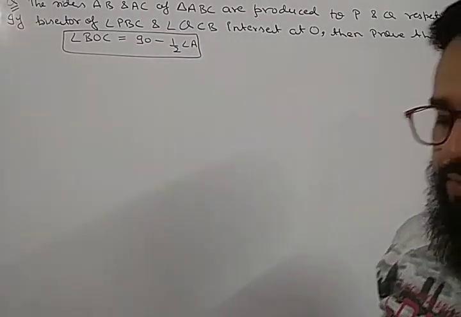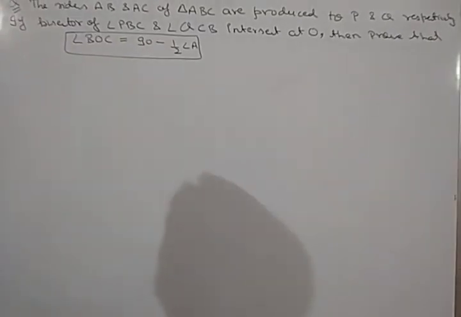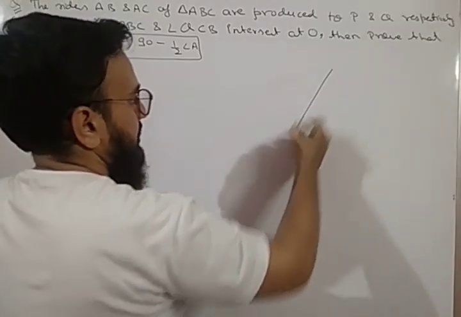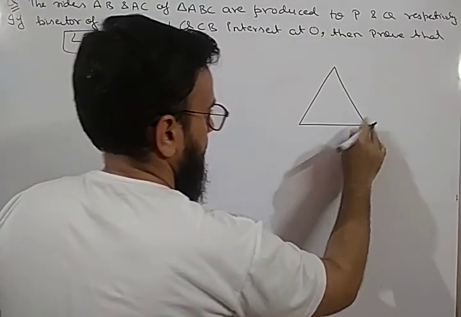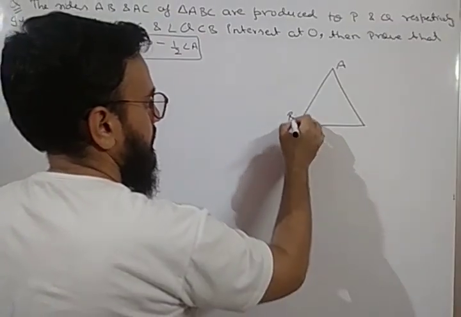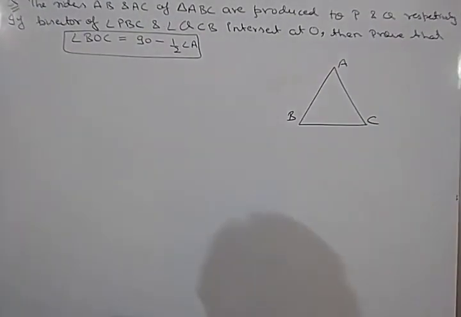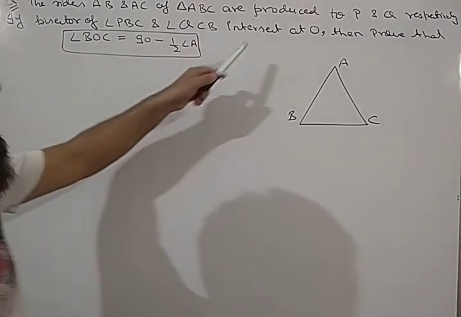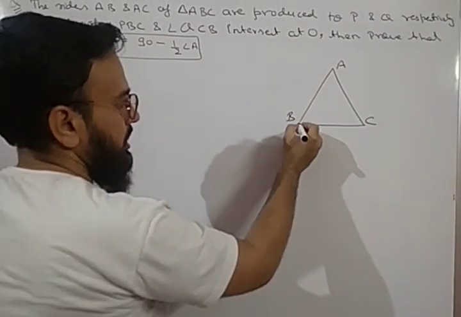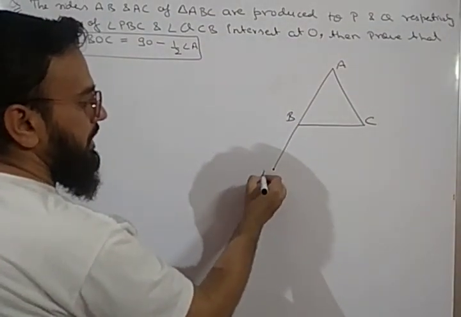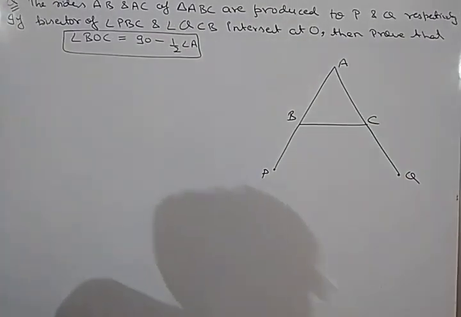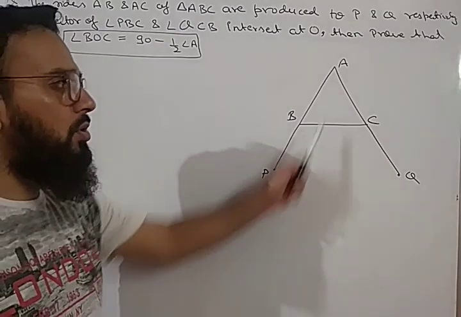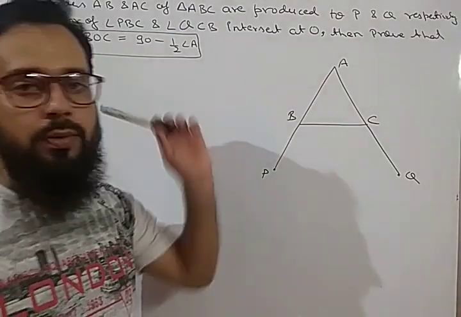So first let us draw the figure, then you will be able to understand the question. What is given? We have a triangle ABC. Let us consider this is our triangle ABC. Then the sides AB and AC are produced. So we produce AB up to point P and AC up to point Q respectively.